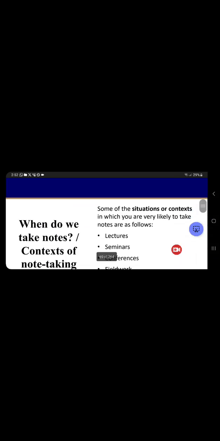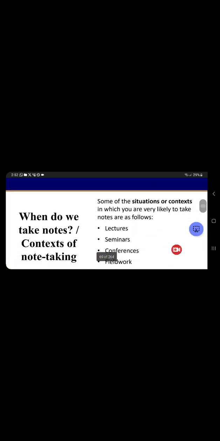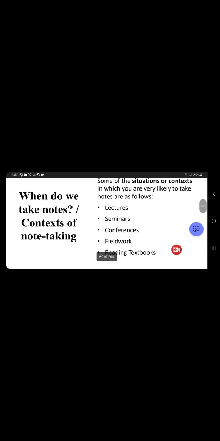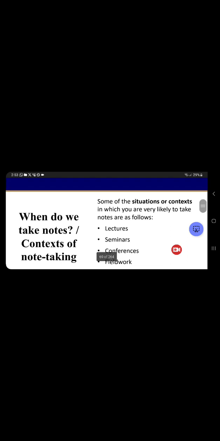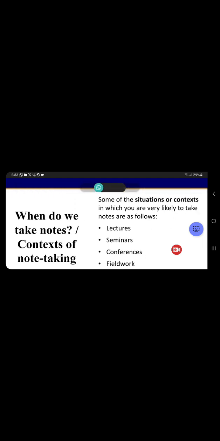So as I already said, now let's look at our next topic, which is why do we take notes? The context of note taking. Why do we take notes? So the slide says that some of the situations or contexts in which we are likely to take notes are as follows.